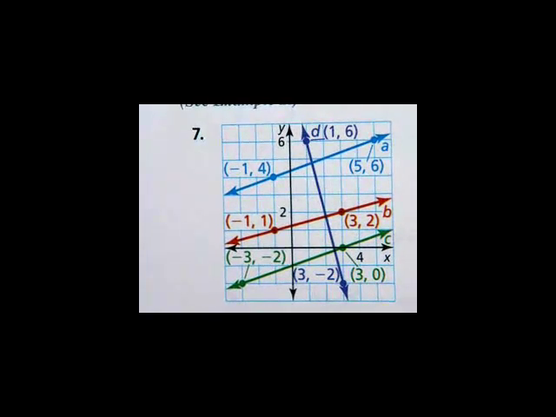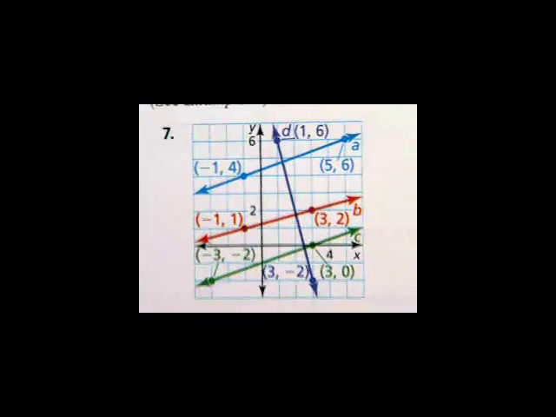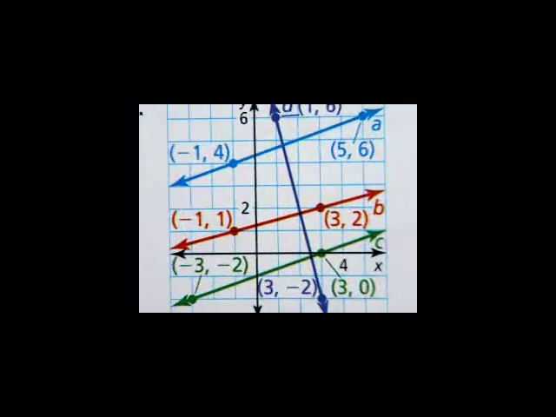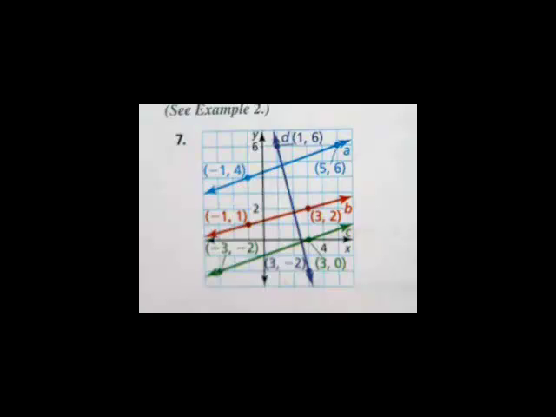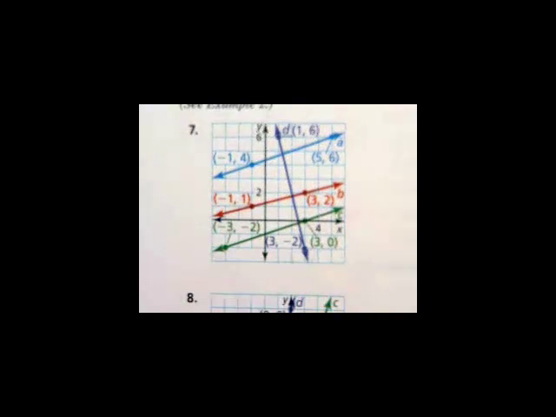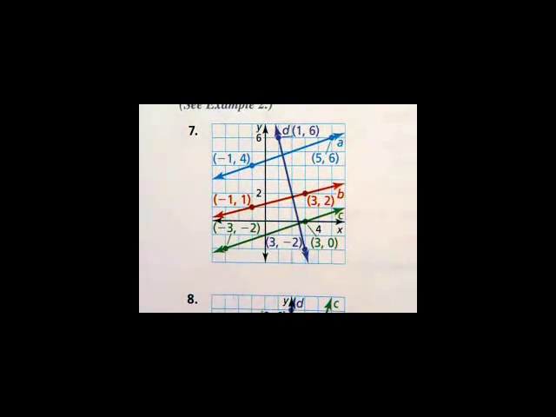Got to be careful with this one, okay, because there are some lines in this picture that look like they're parallel to each other, but aren't actually parallel. And there are some that look like they might be perpendicular, but aren't actually perpendicular. So what's the only way to really know for sure?